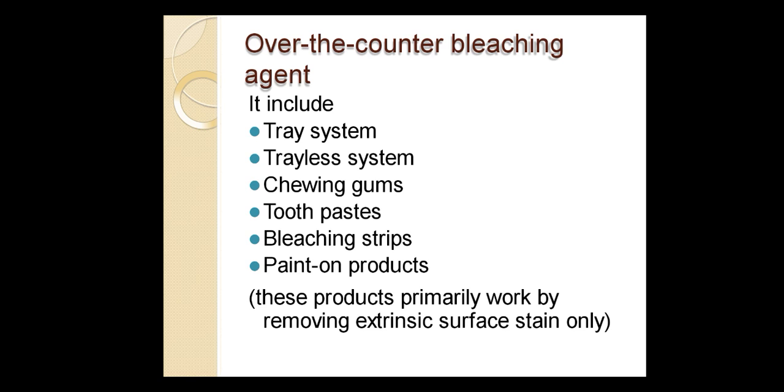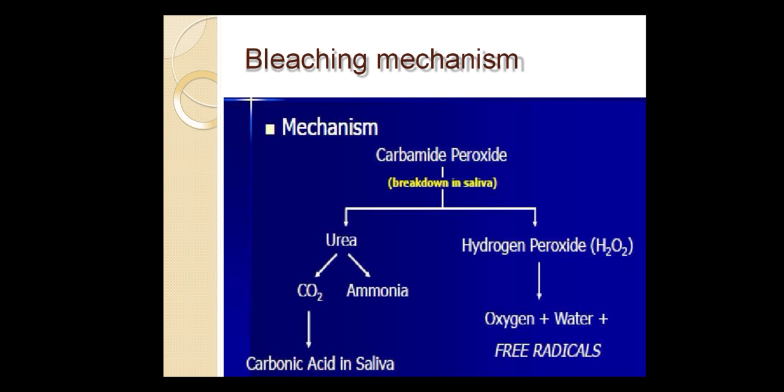Over the counter bleaching agents include tray systems, trayless systems, chewing gums, toothpaste, bleaching strips, and paint-on products. These products primarily work by removing stains only. Bleaching mechanism, again a diagram already discussed: carbamide peroxide breaks down into urea, hydrogen peroxide and nascent oxygen, and urea further decomposes to carbon dioxide and ammonia, and carbon dioxide combined with the water in the saliva forms carbonic acid, basically increasing the pH, so making the solution alkaline and increasing its efficiency.